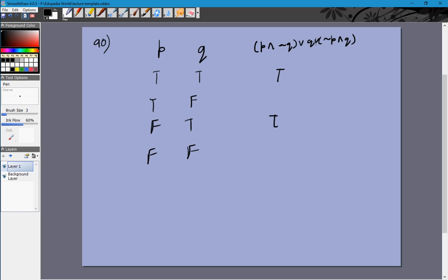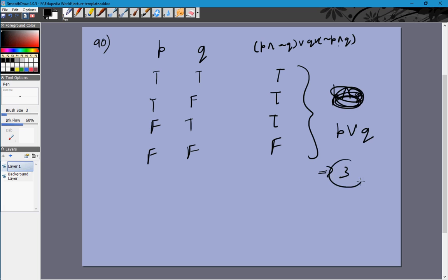What if Q is false? Then not Q is true and P is true. So P and not Q is true. So this is true. What if both are false? Then you have false and true, which is false. This is false, and this is true and false, which is also false. So all 3 in the OR brackets are false. And this is the same as the truth table for P and Q. Sorry, my mistake. This is the truth table for P or Q, which means the answer is option 3.